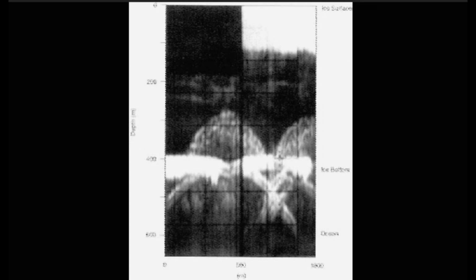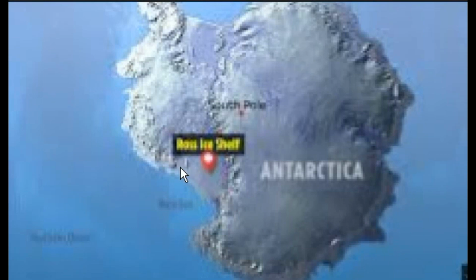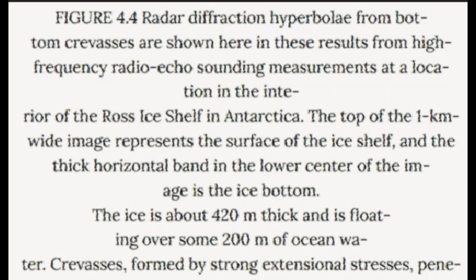This is Tony, and I'm going to show you something really fascinating about this radar echogram. Supposedly, this echogram was taken of the Ross Ice Shelf, which is located here, which is west of the Trans-Antarctic Mountains. Let's look at the data first.